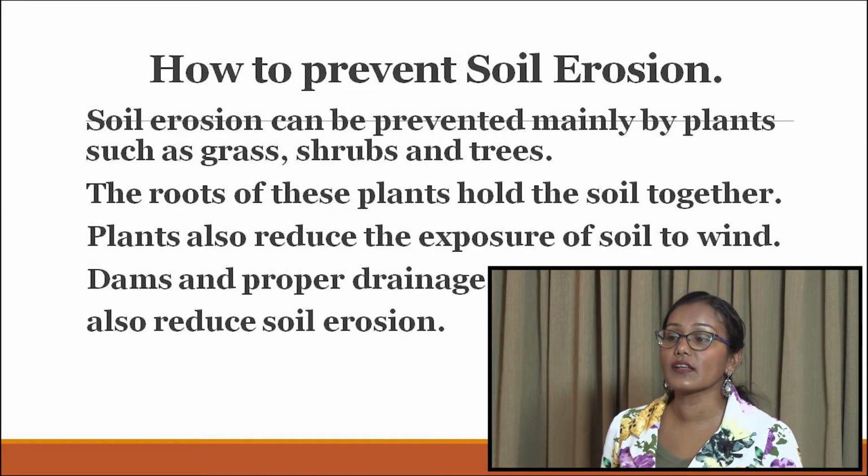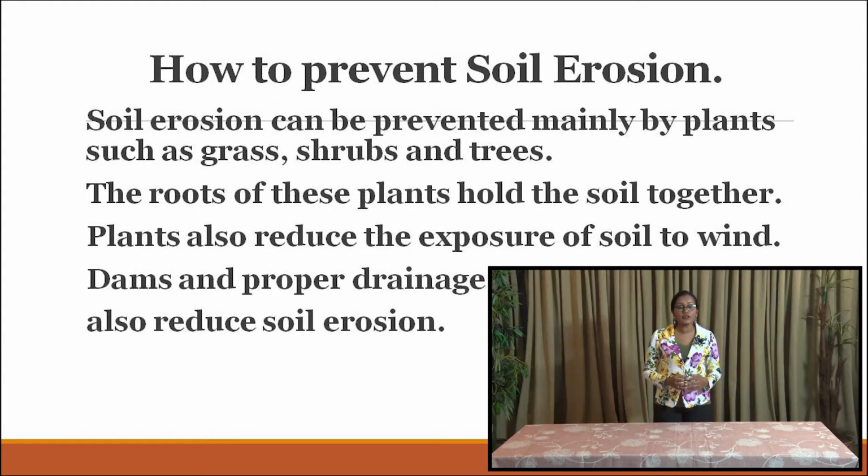How to prevent soil erosion? Soil erosion can be prevented mainly by plants such as grass, shrubs, and trees. The roots of these plants hold the soil together. The plants also reduce the exposure of soil to wind. Dams and proper drainage also reduce soil erosion.